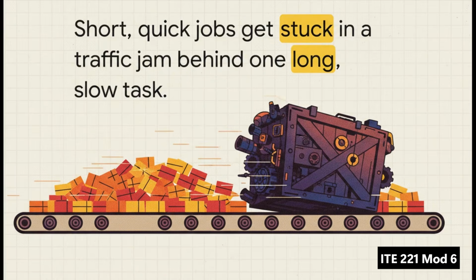So the simplest way for the OS to handle these tasks is just first come, first served, kind of like a line at the grocery store. But this leads to a huge problem. If a really long, slow task gets in line first, all the quick, easy little tasks get stuck waiting behind it. This traffic jam has a name. It's called the convoy effect.